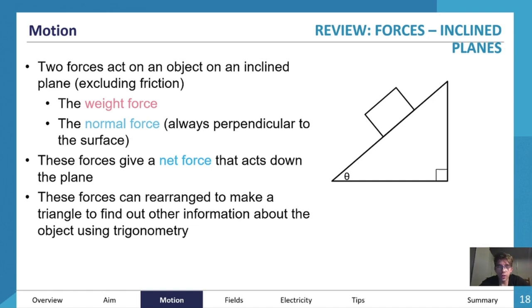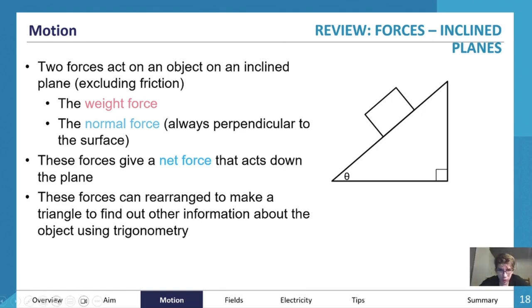So what is an inclined plane and what's the difference with banked tracks? That's something we need to cover. So two forces act on an object on an inclined plane. An inclined plane is basically any surface that is raised at a particular angle, so it's not flat. And usually the forces acting on the object are the weight force and the normal force.